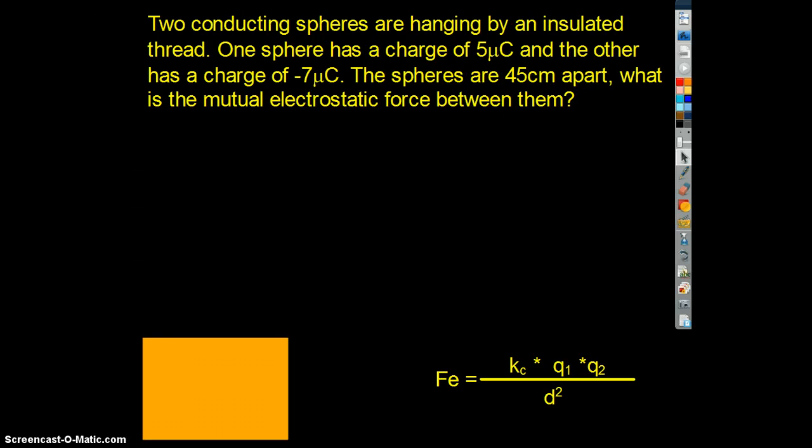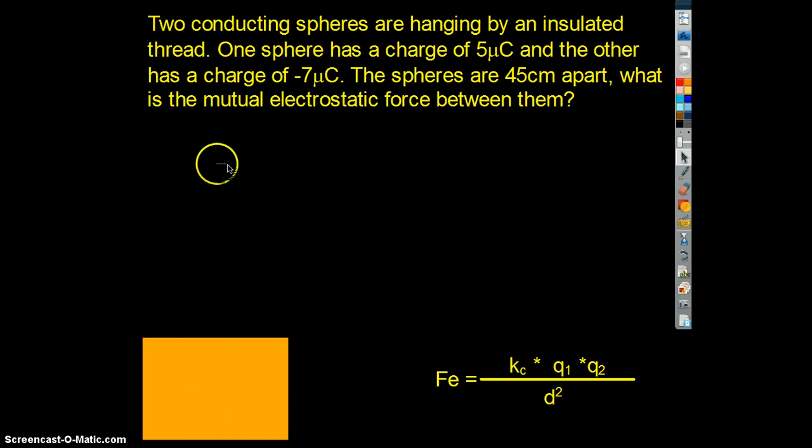So let's go over this problem here. We have two conducting spheres that are hanging by an insulated thread. One sphere has a charge of 5 microcoulombs, and the other has a charge of -7 microcoulombs. The spheres are 45 centimeters apart. What is the mutual electrostatic force between them?